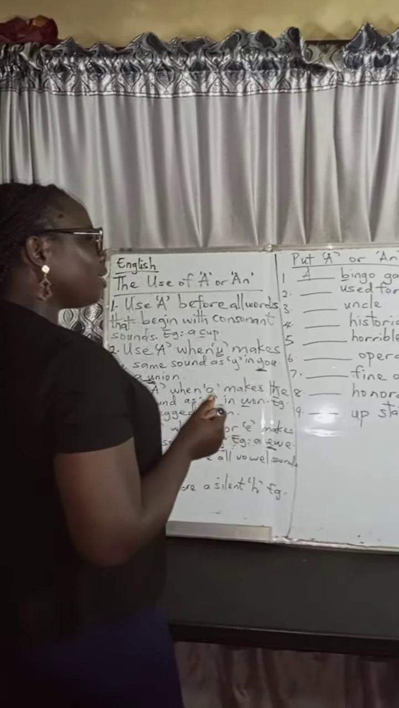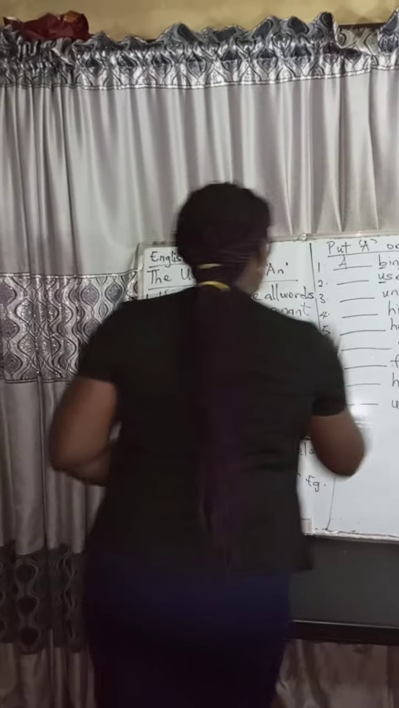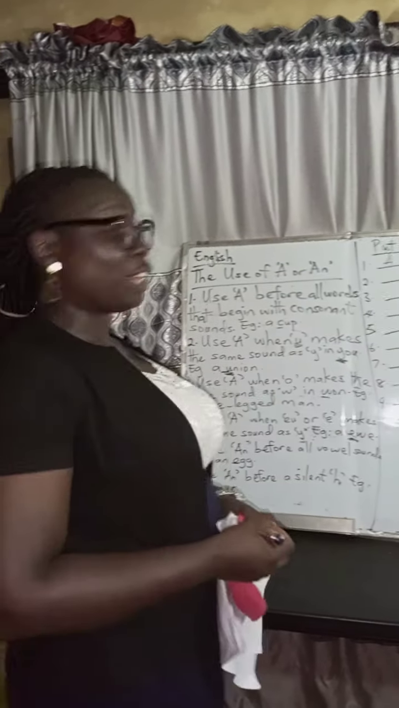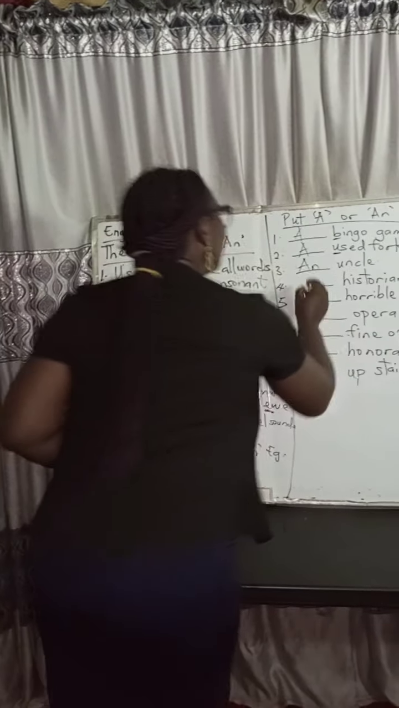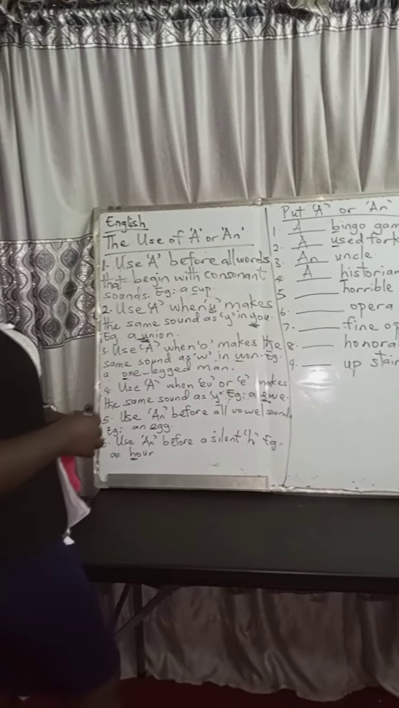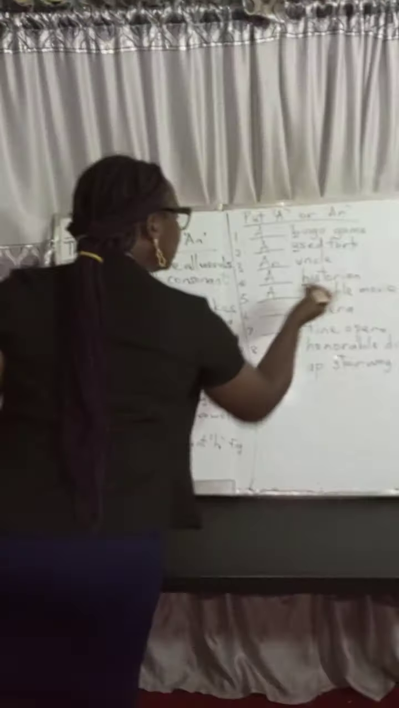How about this one? Use fork. You tried. But I told you you're going to use A when the U is making a sound as Y. You use A and not an. So this is a used fork. How about this one? Very good. An uncle. This one, good. A historian. Now, if you listen to this word, historian, the H is sounding, it is not silent. So we use A. Look at the other one. Good. A horrible movie. Horrible. You can hear the H. So you use A.